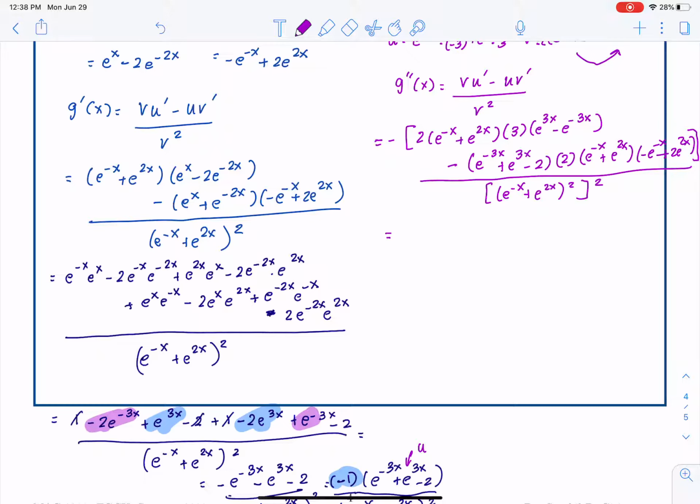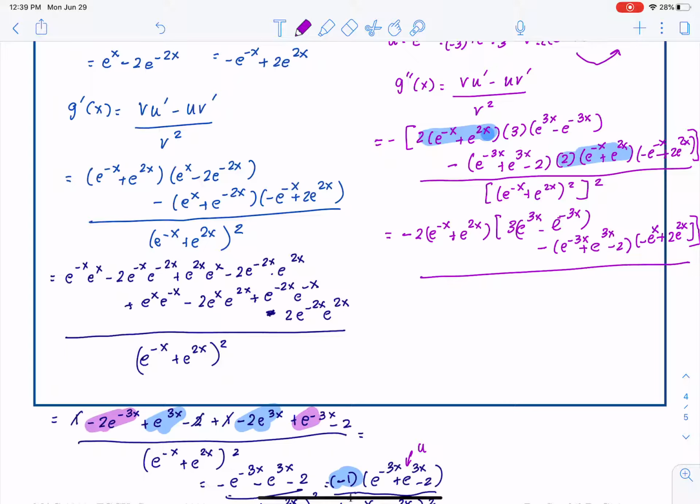In the numerator, we have that term and that term in common. So if we pull that out, we have negative e raised negative x plus e raised 2x. And we are left with 3 e raised 3x minus e raised negative 3x minus e raised negative 3x plus e raised 3x minus 2 times negative e raised negative x plus 2 e raised 2x, divided by e raised negative x plus e raised 2x raised to the power of 4.